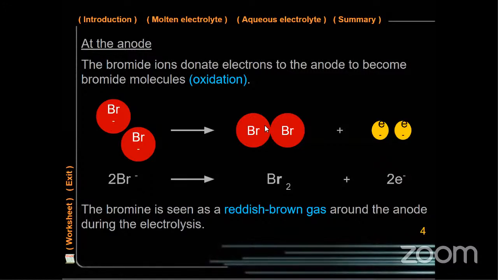Because bromine exists as Br2 diatomic molecules, we write it like this, instead of writing Br goes to Br plus e: 2Br minus goes to Br2 plus 2e minus. Everybody okay with that so far? All right. So of course, bromine is a reddish brown gas. So that's what you would observe around the anode.